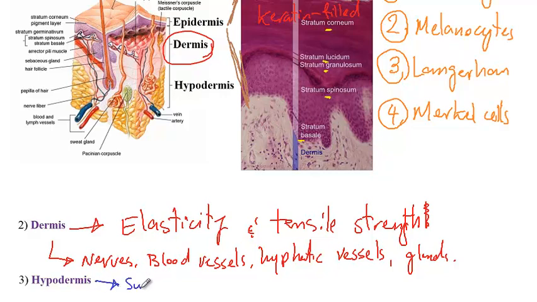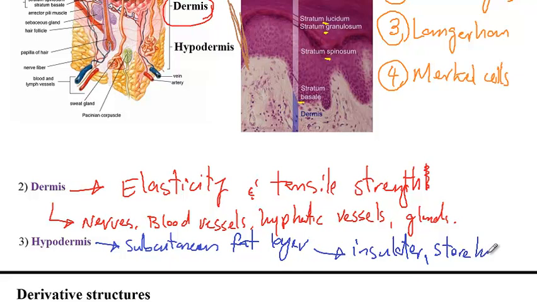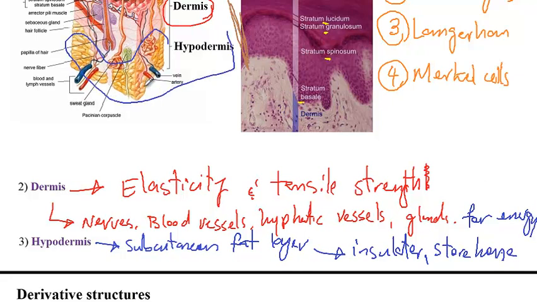So this is the subcutaneous fat layer that acts as an insulator to help preserve heat, and is also a storehouse for energy. And so here you can see the hypodermis layer has a lot of fat cells that are shown in yellow.